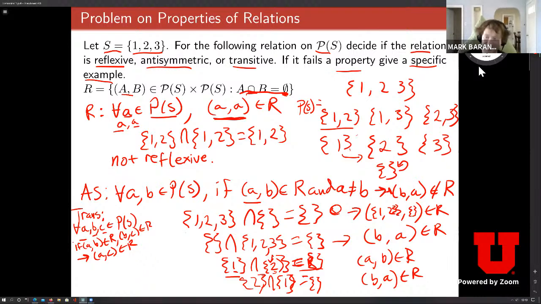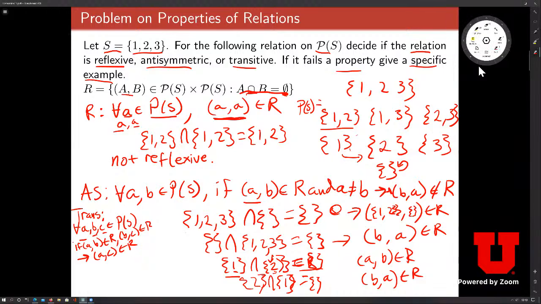If someone wants to yell something out, I'll do that, or I'll just go with what's in chat. Isn't this true because we have the set 1, 2, which is AB, and then we have the set 2, 3, which is BC, and then we have AC, which is 1, 3.